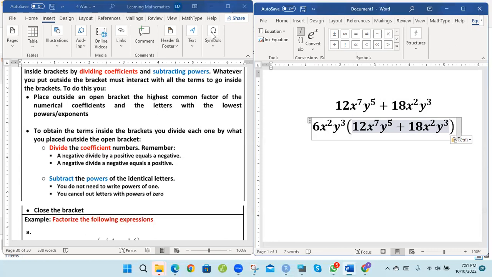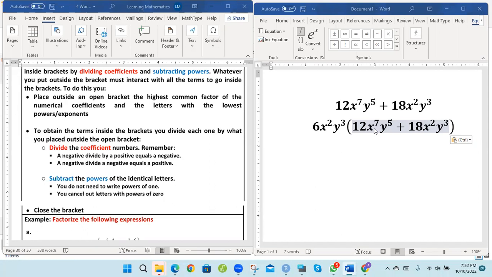I'm going to pause and ask a question. Why am I putting the 12x^7y^5 and the 18x squared y cubed? Why am I putting both of them inside there? Can anybody tell me? Exactly what you said. The reason why we are putting the 12x^7y^5 and the 18x squared y cubed here is because both of them have to be divided, so that we can know what's coming inside of the bracket.